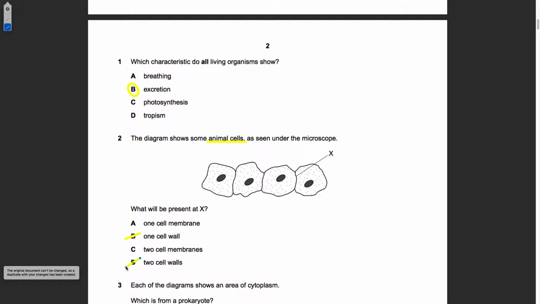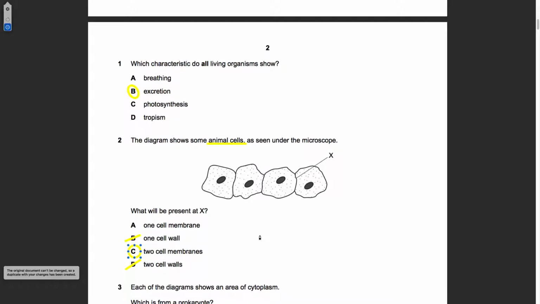Although you won't answer on the actual question booklet, you will have a sort of a grid where you mark through the letter instead. There's no reason why you shouldn't write or cross out answers to help you when you are actually trying to work out which is the correct letter. Okay, so what will be present at X? Well, we've got 2 cells, so there should be 2 cell membranes. So the answer is C for number 2.